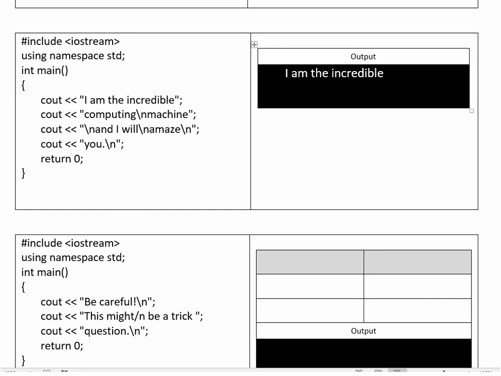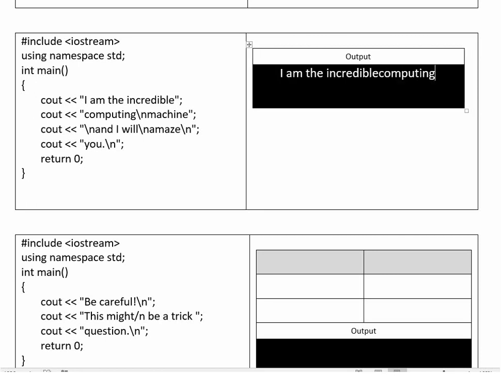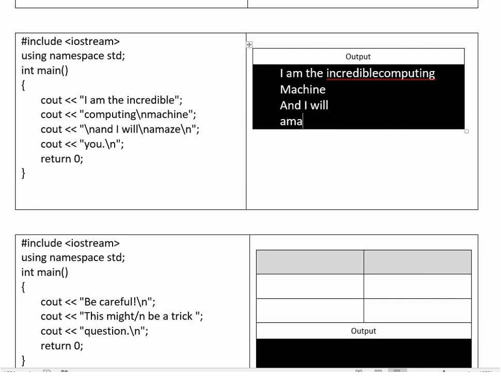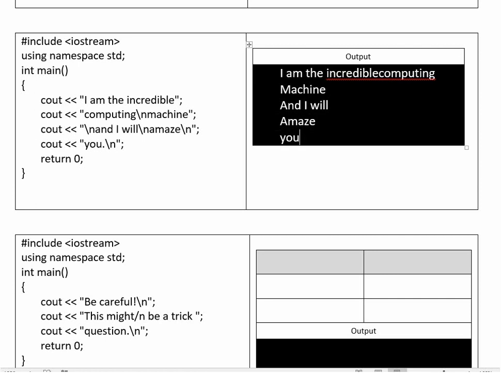And notice that there's no spaces. So "I am the incredible computing," and then we have the backslash. Once you see that backslash, that means you need to stop. And what are we going to stop? We're going to stop and press enter for new line. "Machine." And then the next line, we're going to press enter again, because you see the backslash. And I will enter "amaze," enter "you," dot, enter.